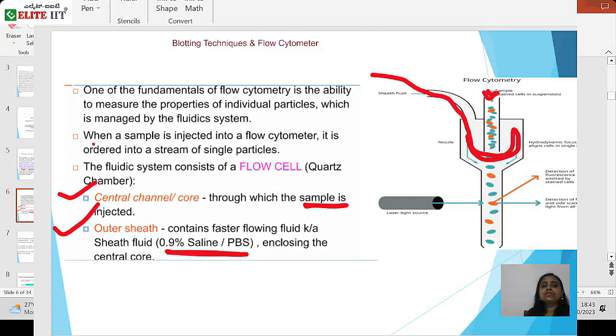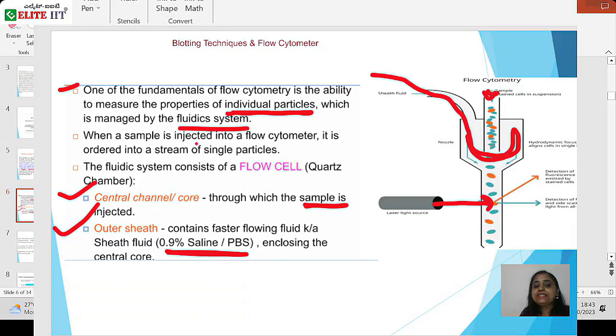Okay. So what is written here? One of the fundamentals of flow cytometry is the ability to measure the properties of individual particles. Because the laser beam is focusing on only one particle, we measure the scattering light depending upon one particle's scattering. Measuring the properties of individual particles is managed by the fluidic system.